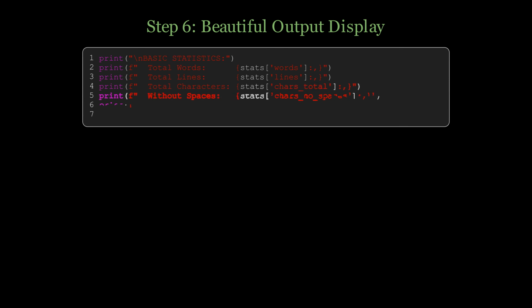We display basic statistics with proper formatting. Numbers use 1000 separators for readability. Averages show 2 decimal places. Each statistic is clearly labeled and aligned for easy scanning.